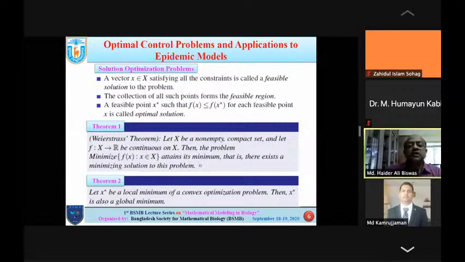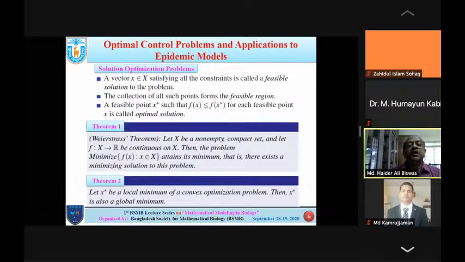There is another important theory, the Weierstrass theorem, because we know if the set X is non-empty and compact, compact meaning bounded and closed as well, and our objective function is continuous on that set, then that minimizing problem must have a minimizing solution. And there is another global theory for the existence of a minimum solution. If X star, that is our optimal solution, is a local minimum for a convex optimization problem, then that solution is actually a global minimum. So there are a lot of different theories to solve this optimization problem.